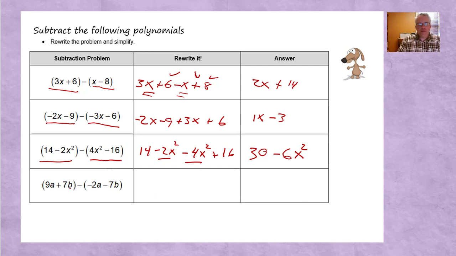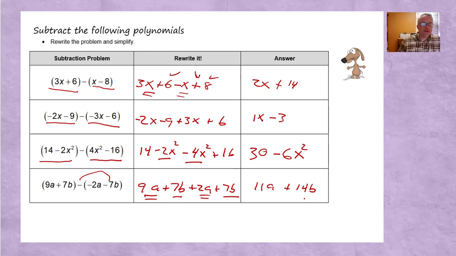Okay, doesn't matter if we have a's and b's. Let's do it. So we have 9a plus 7b. We're going to subtract a negative 2a, plus 2a. We're going to subtract a negative 7b, plus 7b. Okay. Then let's add up the a terms. That's 11a. And let's add up the b terms. We have 7b and another 7b. Is 14b.